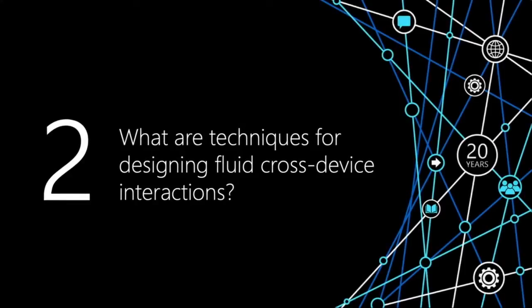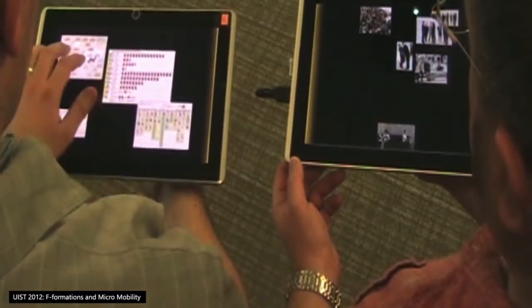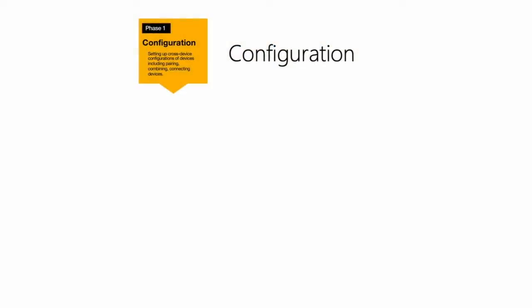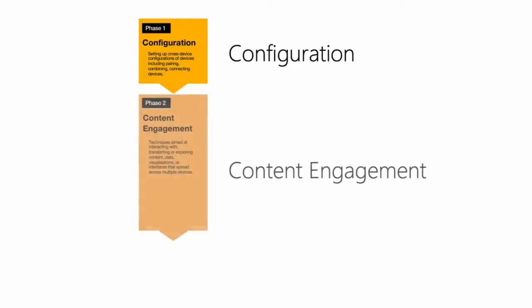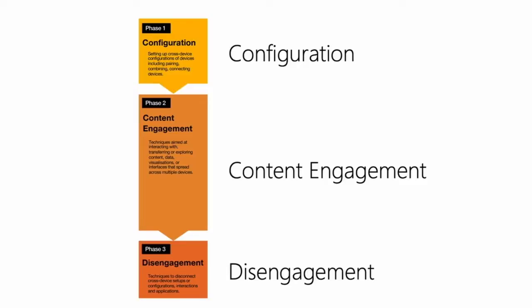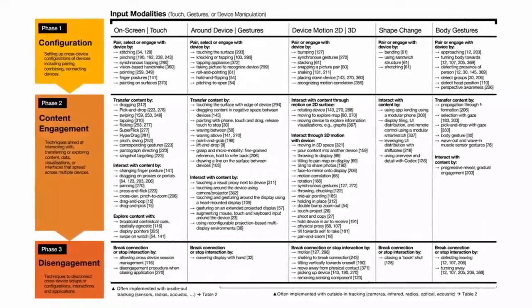Now, after we had a look at the overall research field, I would like to guide you through an overview of interaction techniques for fluid cross-device interactions. Now, Saul mentioned earlier that a major challenge is how we can transfer content between devices in fluid interactions. And across all the interaction techniques we looked at, we identified 3 key phases that those interaction techniques are usually part of. First, the configuration phase. Second, the content engagement phase. And third, the disengagement phase, which essentially is about disconnecting cross-device setups or ending an interaction or application. Now, across all those phases, we mapped out the interaction techniques we found in the literature using a number of input modalities, such as touch, gestures, and device manipulation.